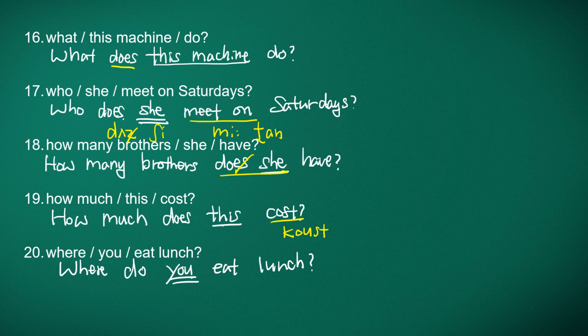What does this machine do? Who does she meet on Saturdays? How many brothers does she have? How much does this cost? And where do you eat lunch?